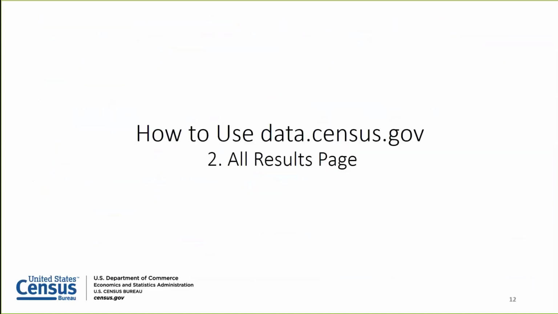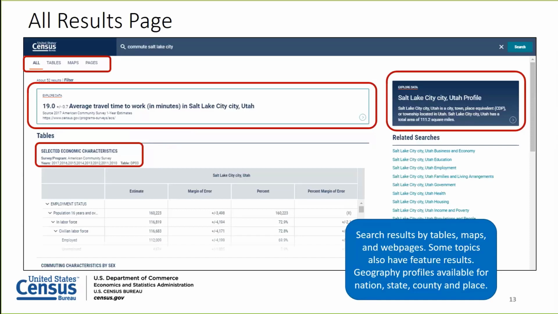The next is the All Results page. This is your first landing page you hit after you do a search. It offers up all of these ways that you can view your data. We start with a selection on the top left where you can see all, that's your All Results page, or tables, or maps, or even pages, which are specific web pages.